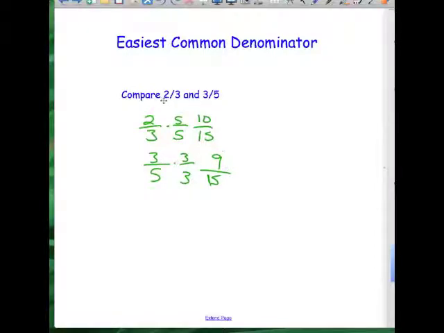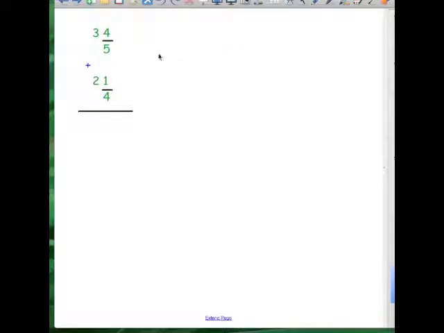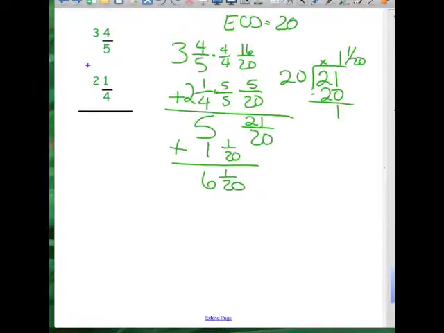So when comparing 2/3 and 3/5, now that we've found the easiest common denominator and converted it, we see that 2/3 is actually larger than 3/5. All right, let's try this one on our own. Remember to find the easiest common denominator. Go ahead and pause now and try this. Okay, you're back. Let's go through this together.